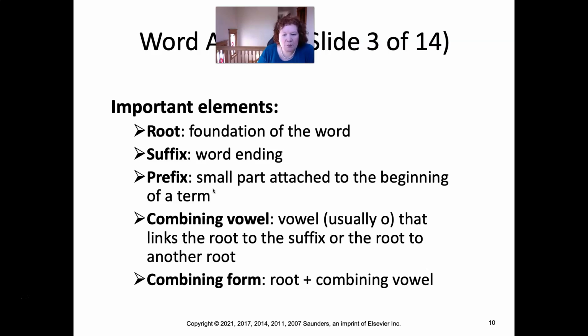They're little twists and tweaks that you might run across in your weekly assignments or your weekly quizzes. The combining form is a root plus a combining vowel. So you'll hear me talk a lot about an equation, which is the combining root plus the combining vowel equals the combining form. And with that combining form, sometimes we use a prefix, and most often we use a suffix.